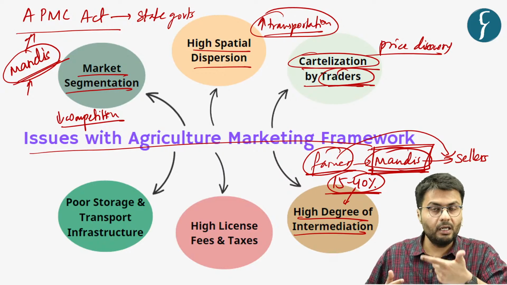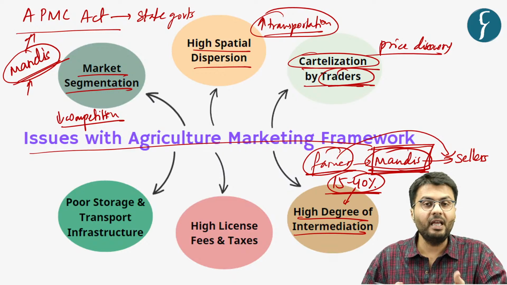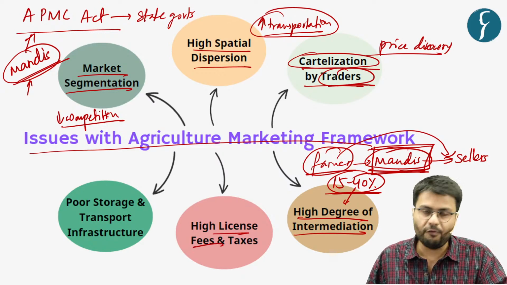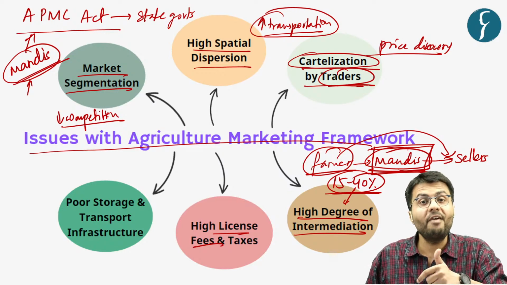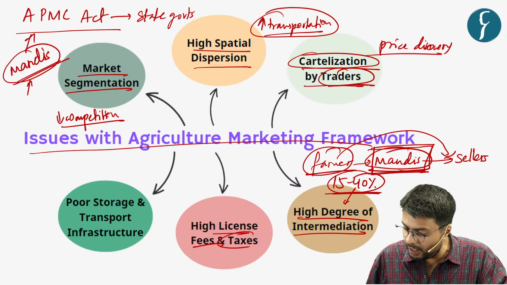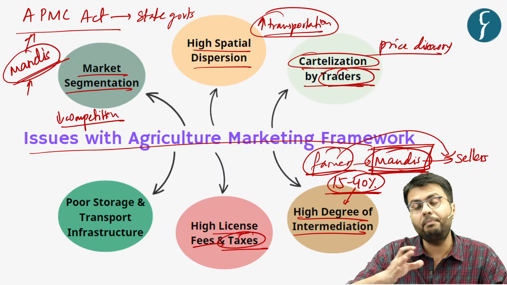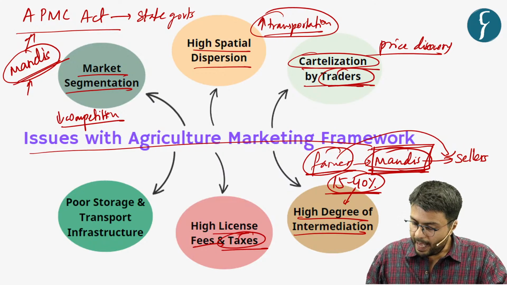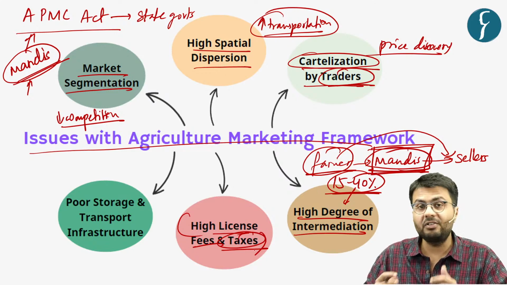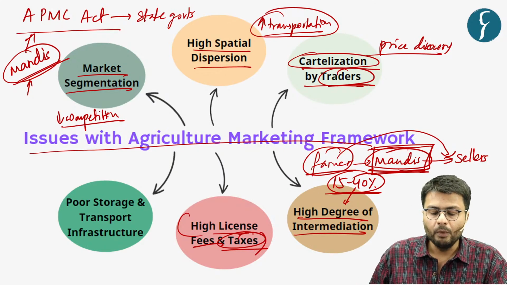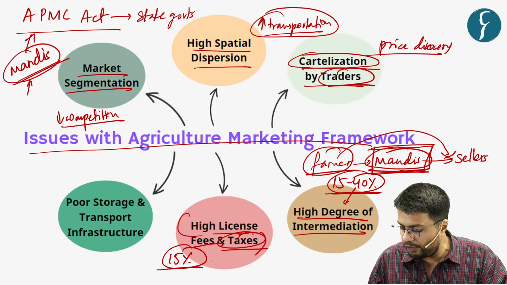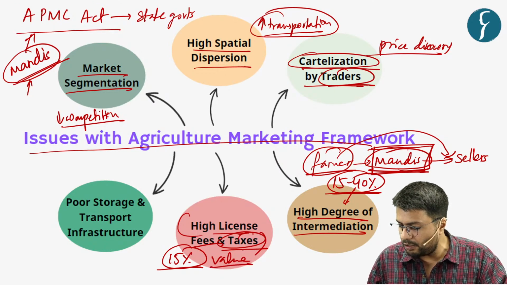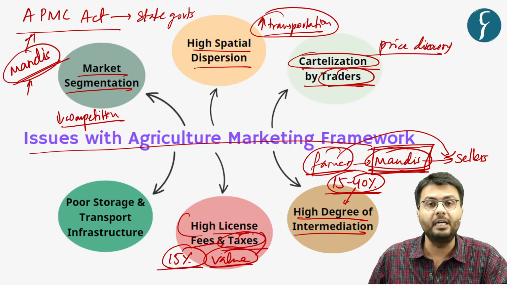Further, these mandis and the agents have to pay licensing fees in order to operate in these mandis. Further, for every transaction there are certain taxes which are levied by these mandis, and these licensing fees and taxes are currently quite high because they add up to around 15% of the total value of agricultural produce which is traded in the mandi.